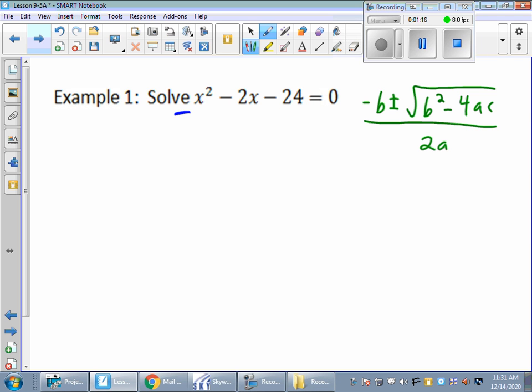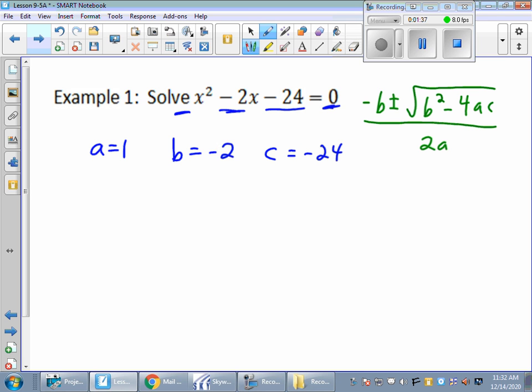Now let's take a look. What number is in front of x squared? Well, there isn't a number, so that's 1. A is 1. What's the number in front of our x? That's a negative 2, so b is negative 2. And then the number that's by itself is your c, and that's negative 24. And again, remember we have an equals, so that's exactly where we want to be. So now we're just plugging stuff in.